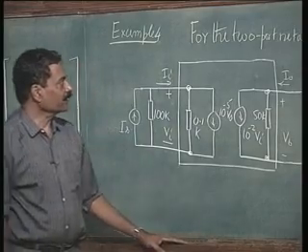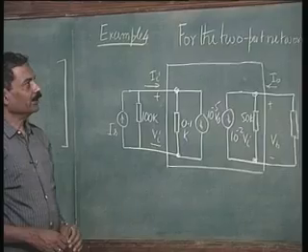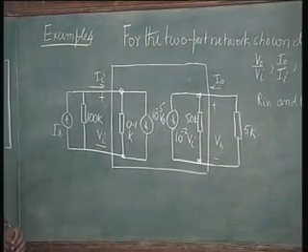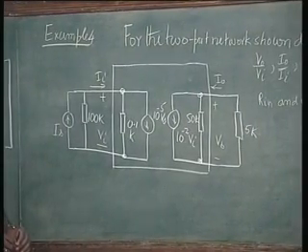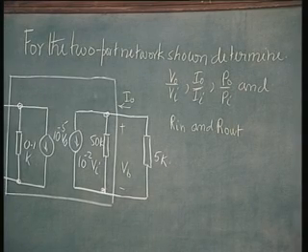Now let us take an example here to illustrate what we have learnt. For the 2-port network shown, determine V naught over Vi, I naught over Ii, P naught over Pi are in, that is input resistance and output resistance.